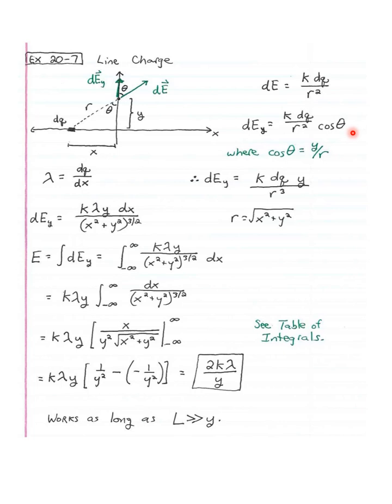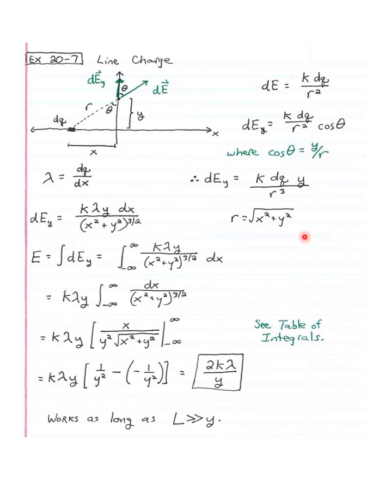That's the y component. And if we substitute cosine theta is y over r, then we can say that the y component of that, the dE sub y, is k dq times y over r, and then over r squared. So it's k dq y over r cubed.